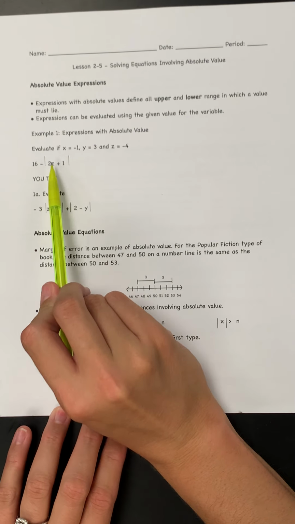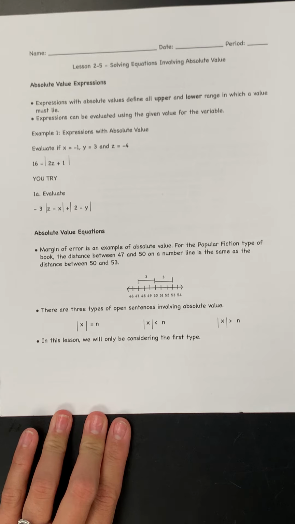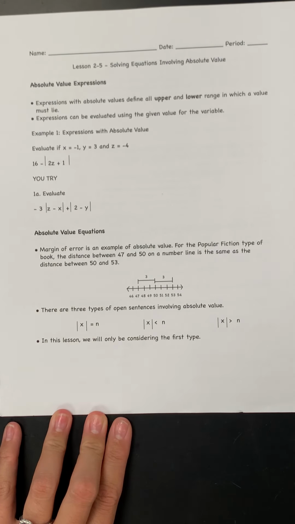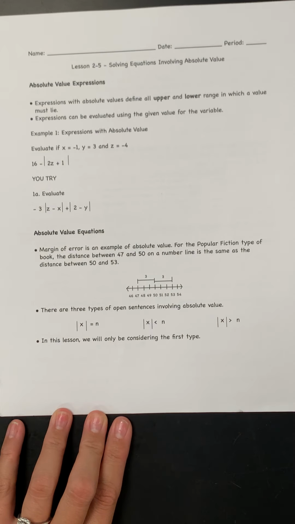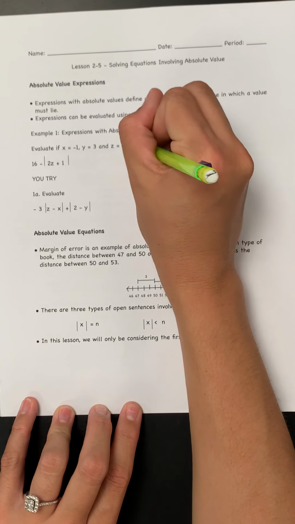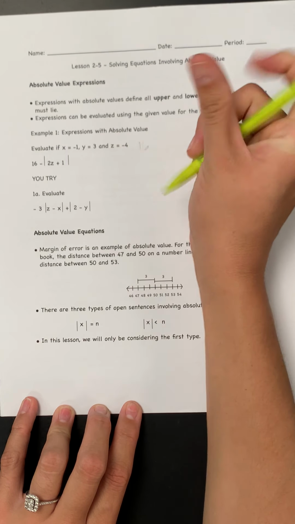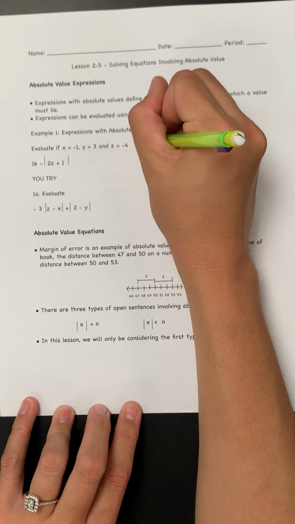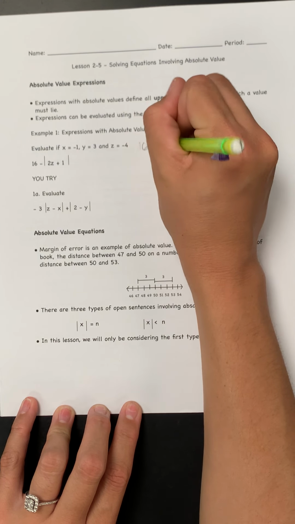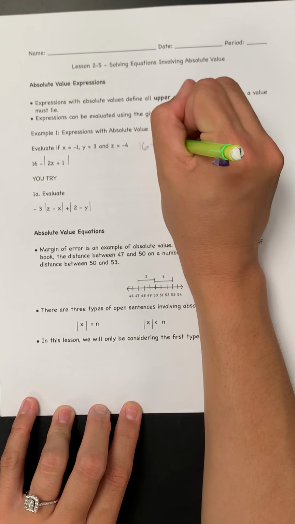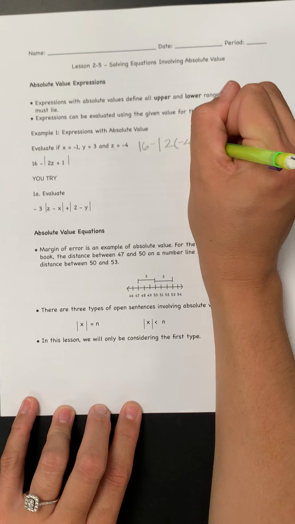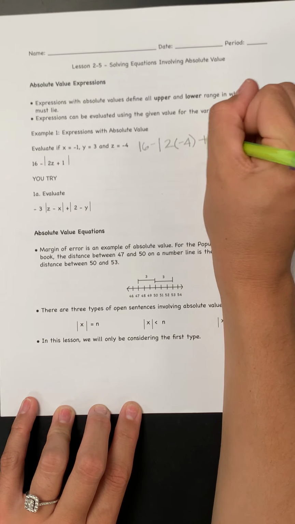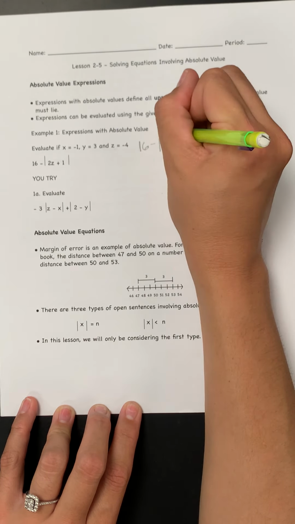So the first thing that we're going to do is evaluate, meaning we're going to take the values for x, y, and z, and plug them into the expression and solve. All right, so I'm going to go ahead and rewrite that. So 16 minus the absolute value of 2, and because we know that z is -4, I'm going to put times -4 plus 1, and then close out my parentheses.